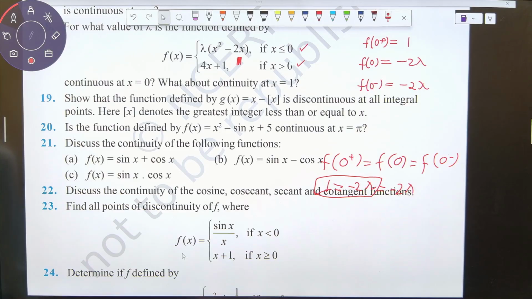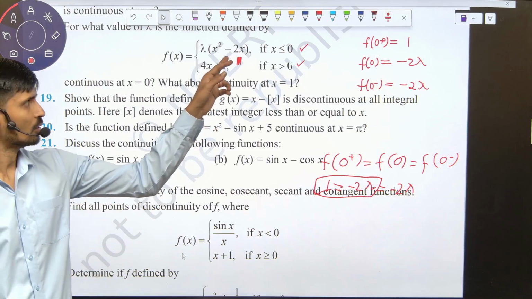NCERT question, na? You want the NCERT solution, na? I remember, the first time you only told me. Okay. Zero part we understood.